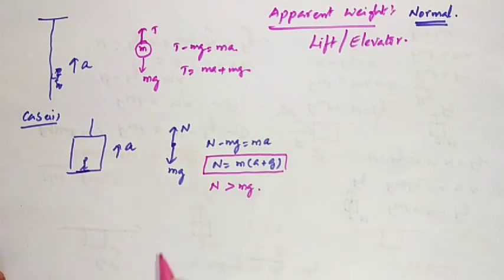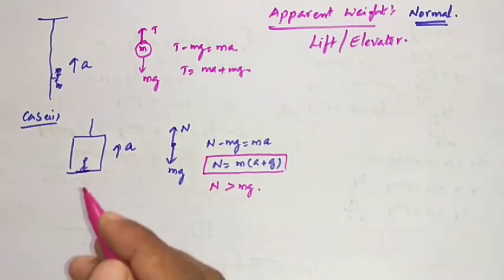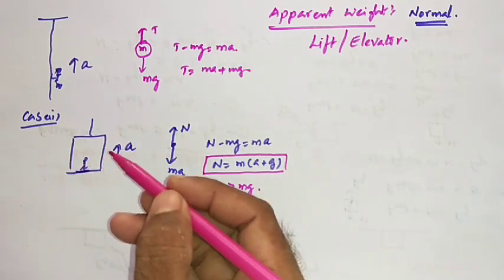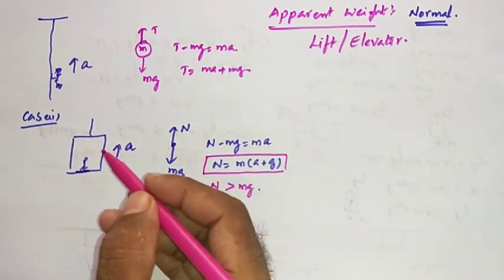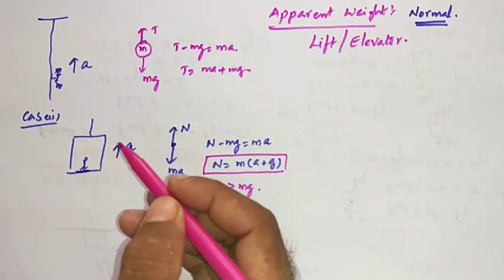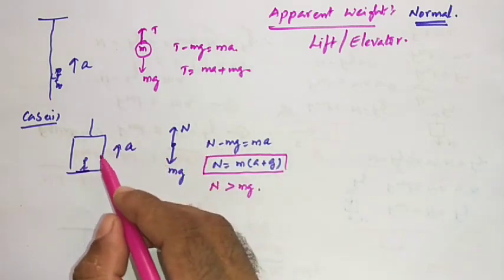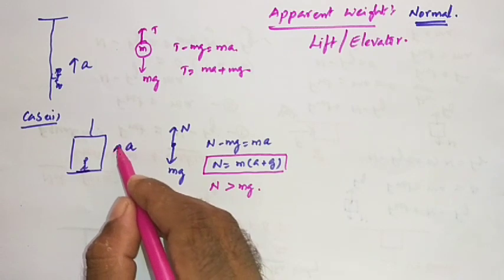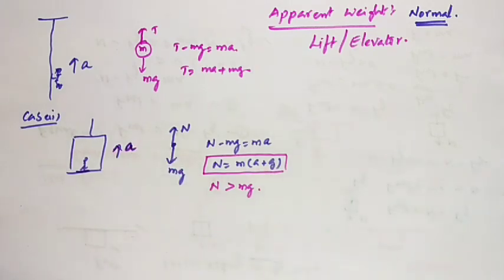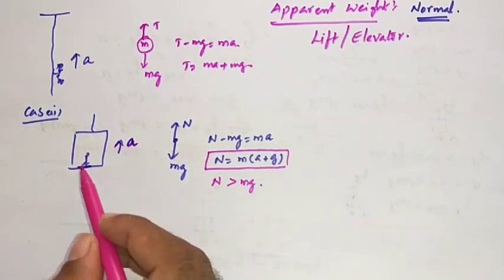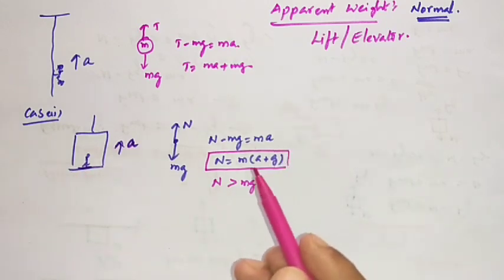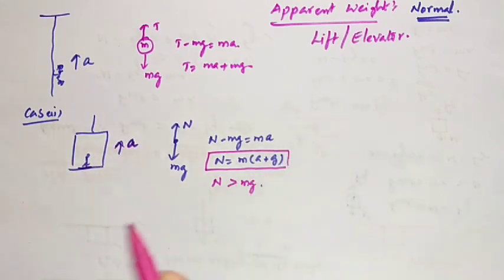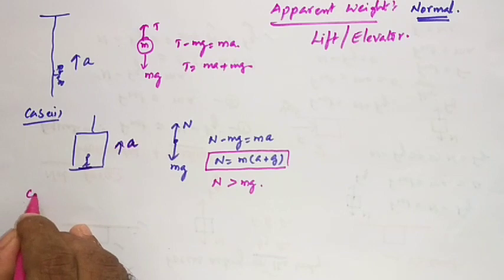So here the apparent weight of the person increases. That's why whenever you are moving upward in a lift, you feel some more weight. It's a general feeling when you are moving upward in a lift. Understood? When an object is moving up in a lift with an acceleration a, the apparent weight simply increases. Right. Now let us see case 2.